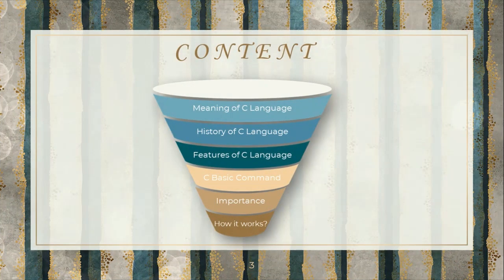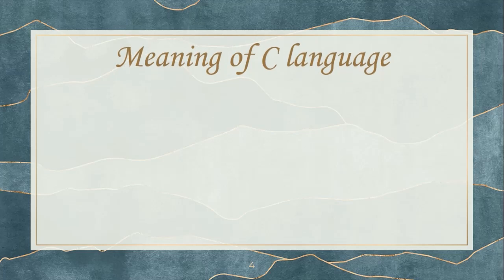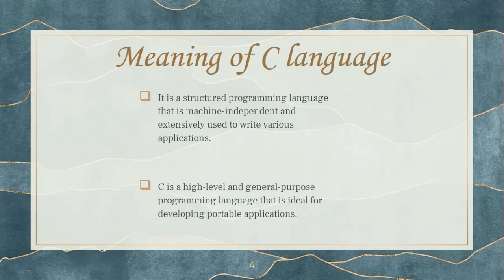As you can see, this is the list of content that will be explained in the next slides. First of all, we must know the meaning of C language. C language is a structured programming language that is machine independent and extensively used to write various applications. C is a high-level and general-purpose programming language that is ideal for developing portable applications.